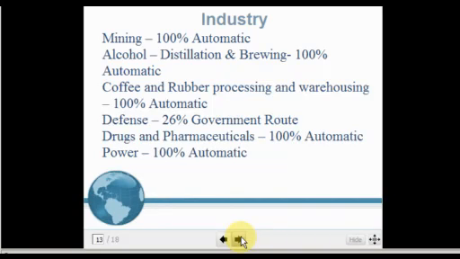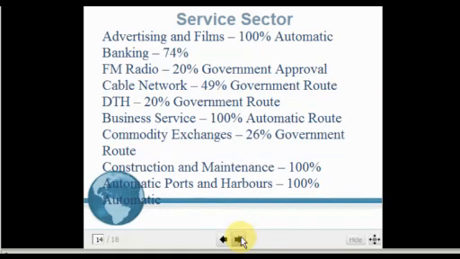Drugs and pharmaceuticals 100% automatic route, power 100% automatic. As far as the service sector, advertising and films, 100% automatic. So if anybody is interested in investing in our channel, 100% they are allowed without any limits. So it is a very big scope for foreign investors to enter into India for investment.